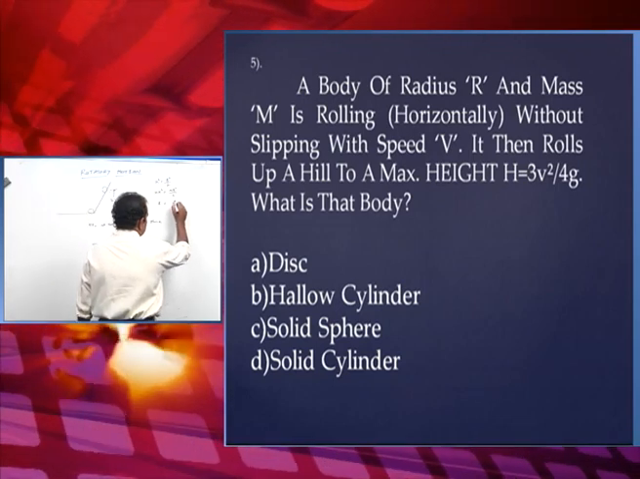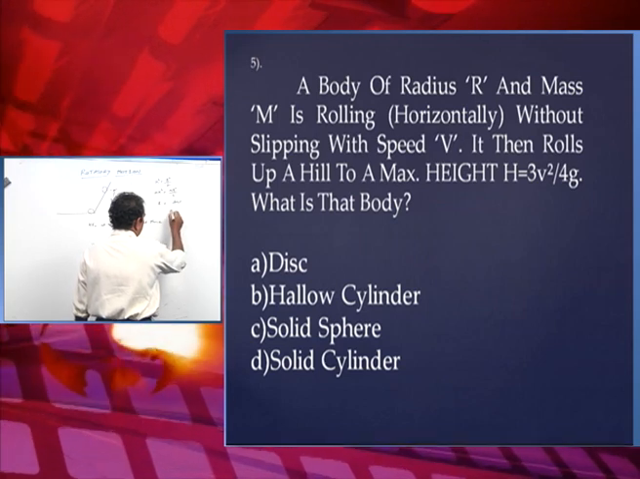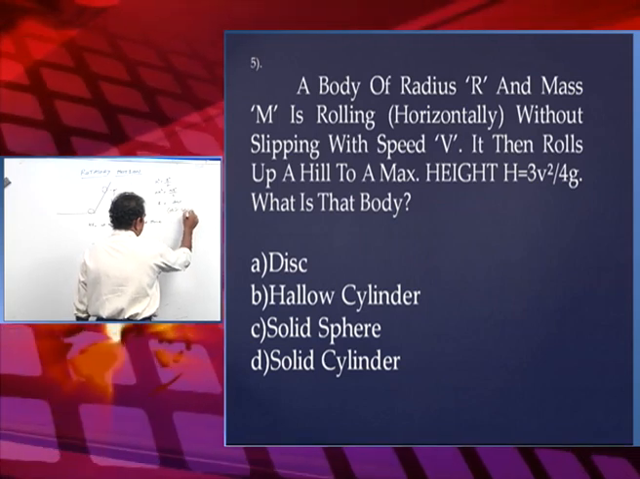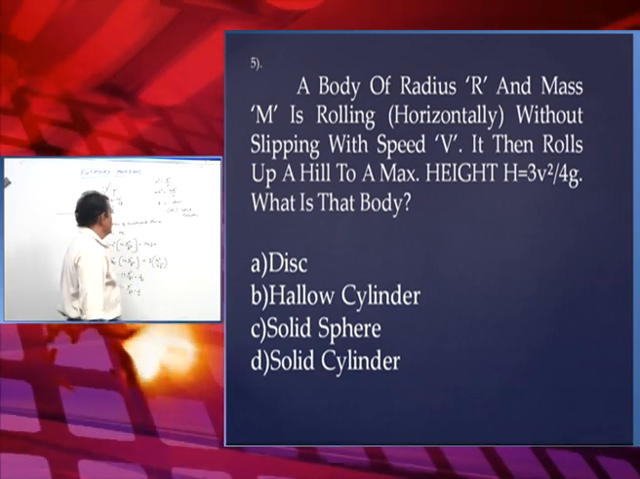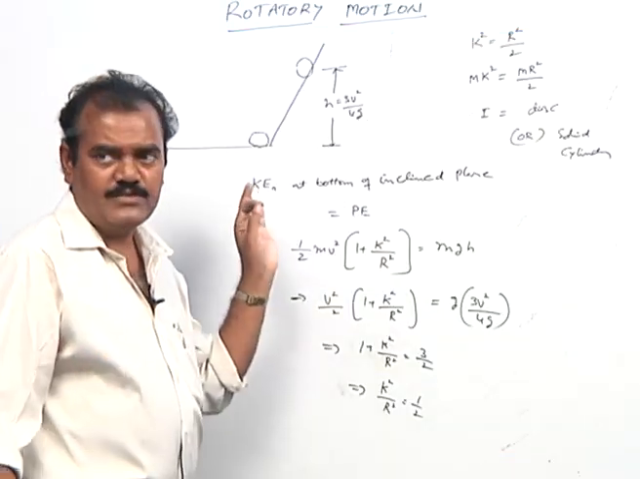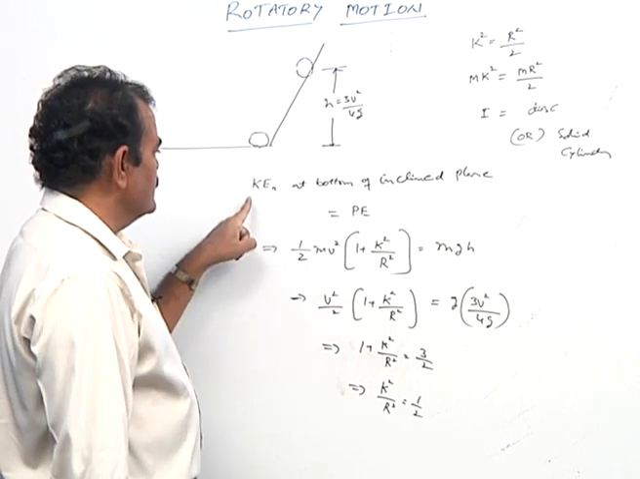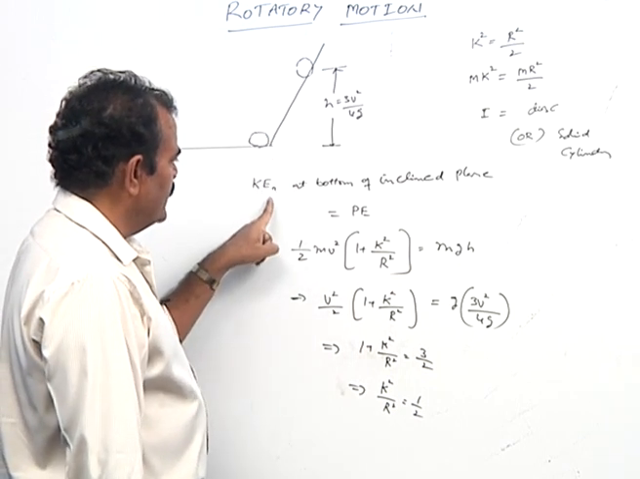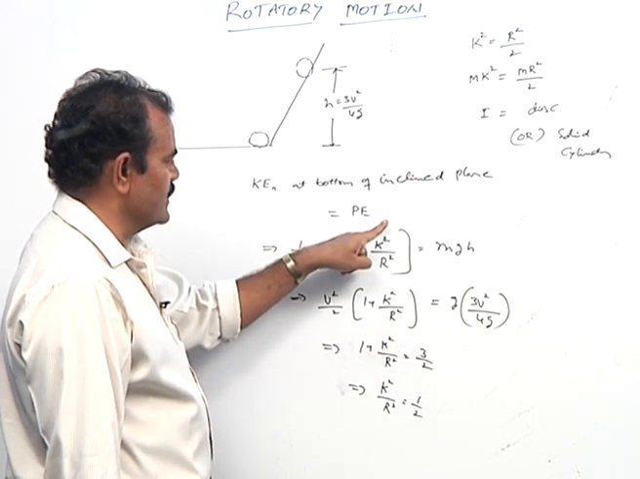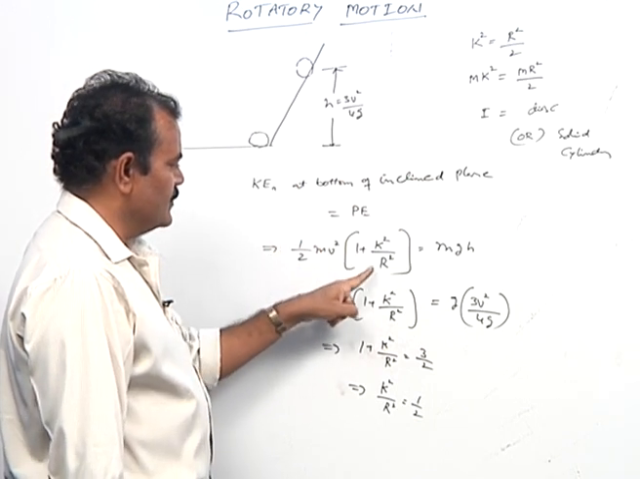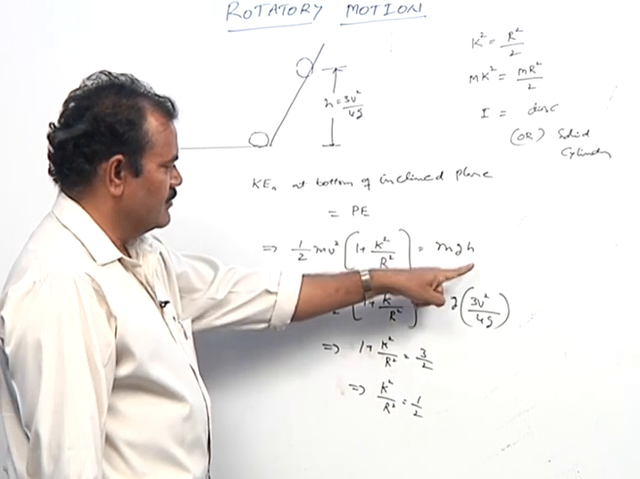So a disk is here, and thereafter a solid cylinder. So these two answers are correct answers. It is a simple application of conservation of energy. Here in this case, the rolling kinetic energy at the bottom of the inclined plane is equal to the potential energy: mv square of 1 plus k square by r square is equal to mgh.